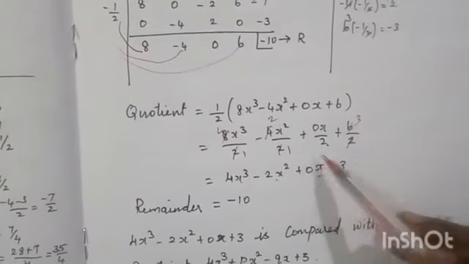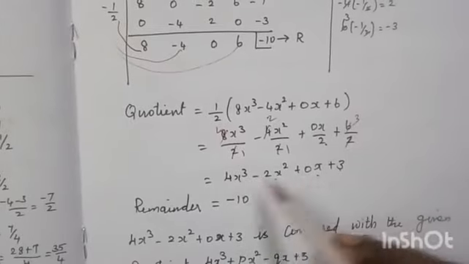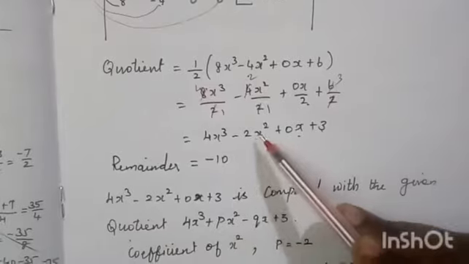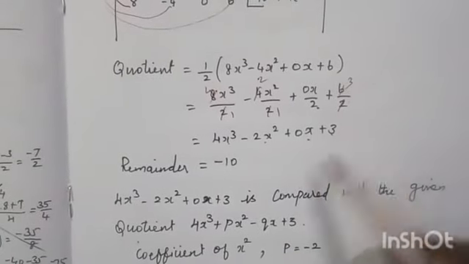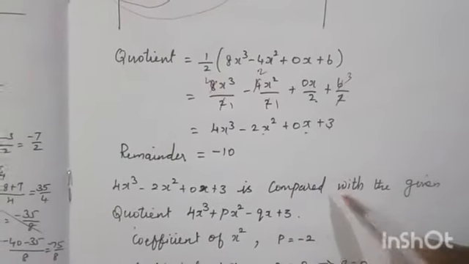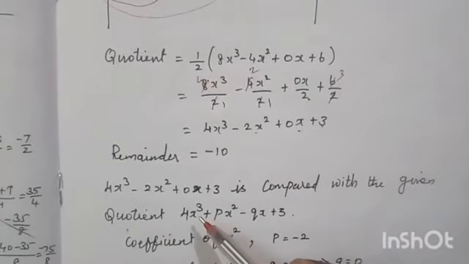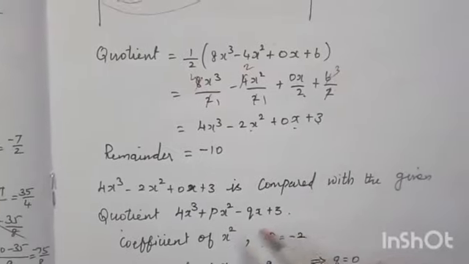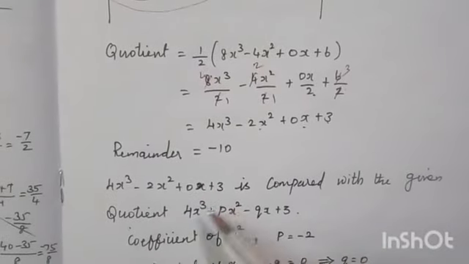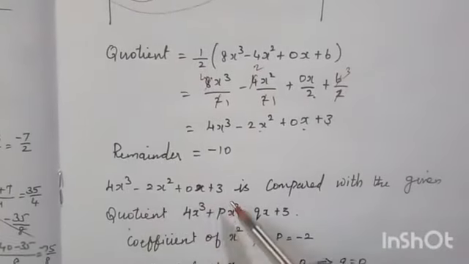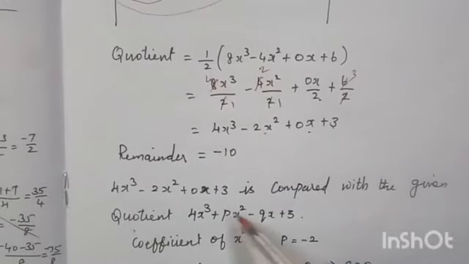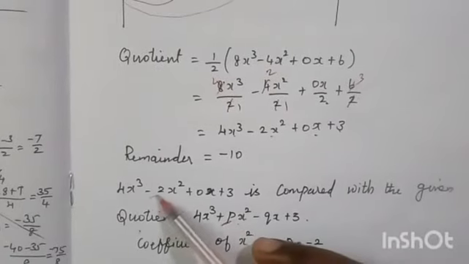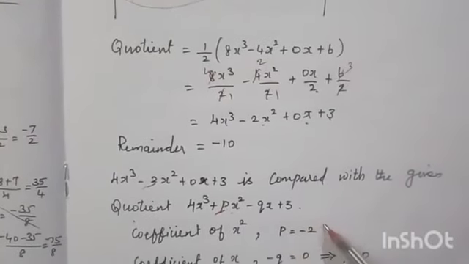This quotient we found, we compare with the given quotient. We compare 4x cube minus 2x square plus 0x plus 3 with the given quotient 4x cube plus px square minus qx plus 3. The first terms are the same. Now the second term, px square and minus 2x square: the coefficient is p here and minus 2 here, so p equal to minus 2.